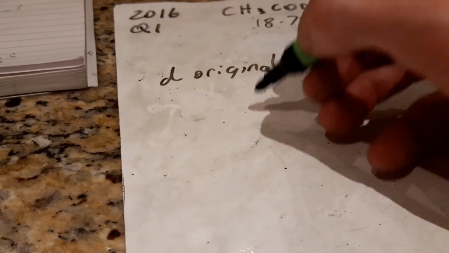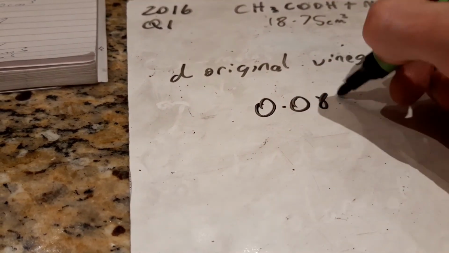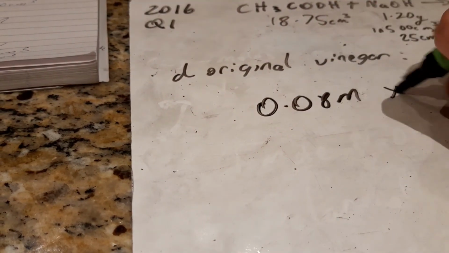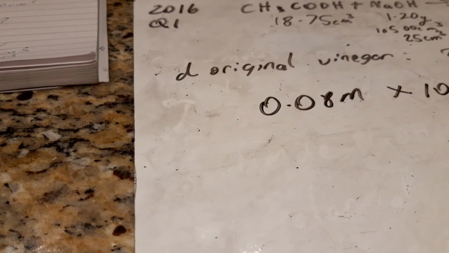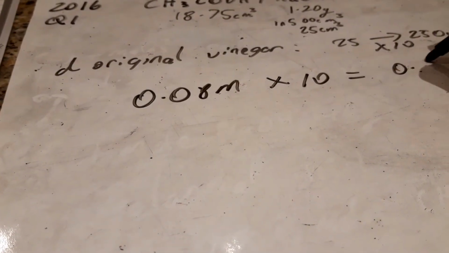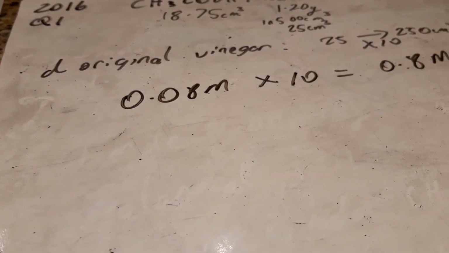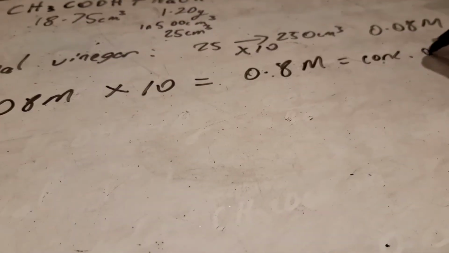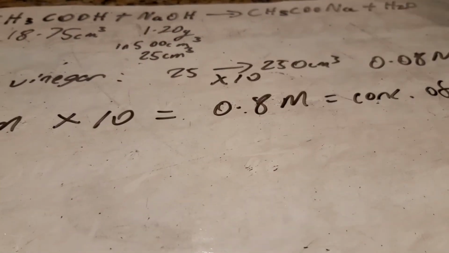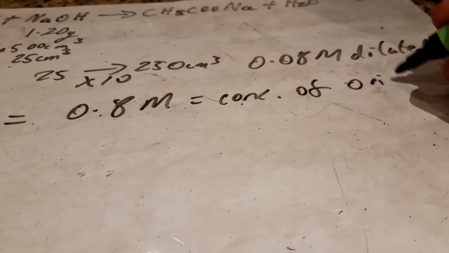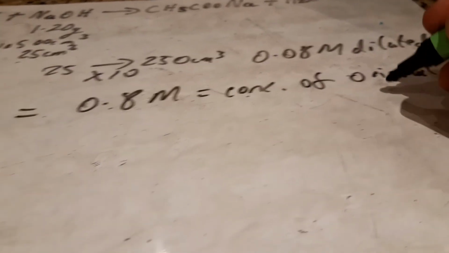But obviously in this case, if it's 0.08 molar and the dilution factor is 10, all we have to do is multiply that by 10 to get 0.8 moles per litre is the concentration of original vinegar. In other words, in the bottle of original vinegar, like that.